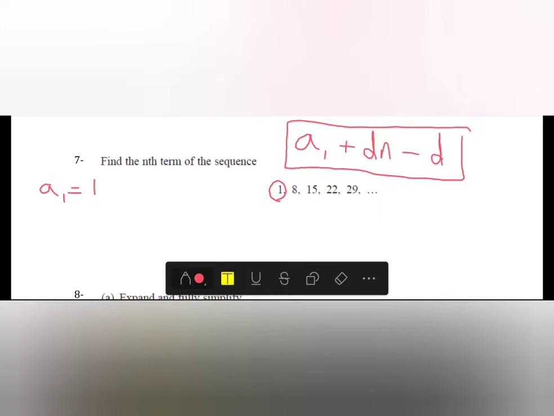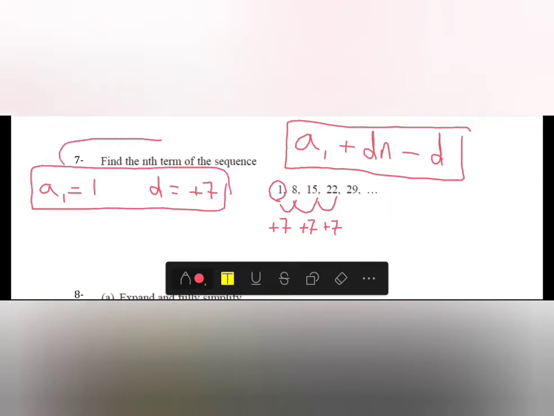So 8 minus 1 equals 7. Very good. So it's positive 7. And then 15 minus 8 equals positive 7. And then 22 minus 15 equals, very good, positive 7. So D here is positive 7. So we write D equals positive 7. And then we use both of them in this formula to find the nth term of the sequence.